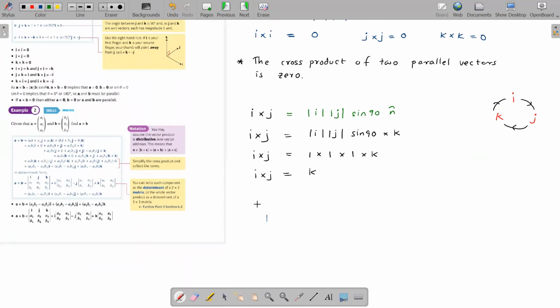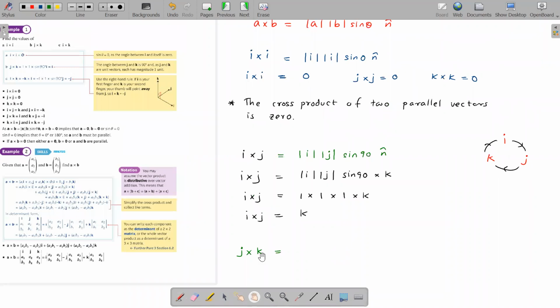j cross k. Try this. Use the vector product. Use the vector cross product and get me j cross k. Okay. So j cross k, if I use the rule, we'll use this rule: modulus a cross b is modulus a modulus b sine theta into n hat.